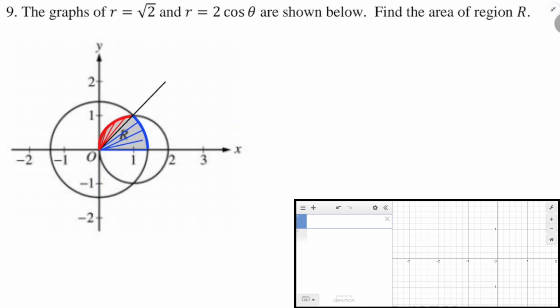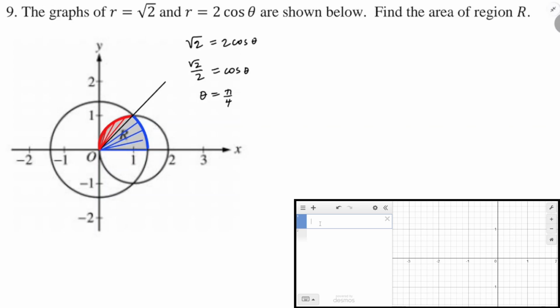So really our job right now is to find the intersection point. And what you could do is, this one would be pretty easy to do by hand. You could say square root of 2 equals 2 cosine theta, and that's root 2 over 2 equaling cosine theta. That's where theta is pi over 4. And it kind of looks like that from the diagram, so that's just confirming what we already know.